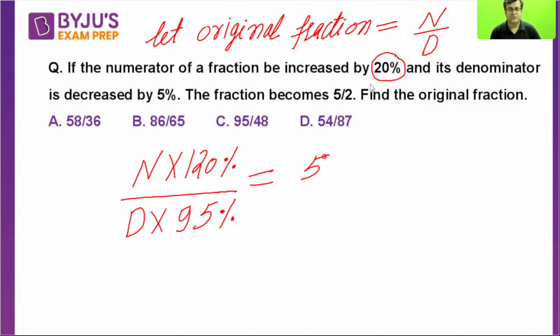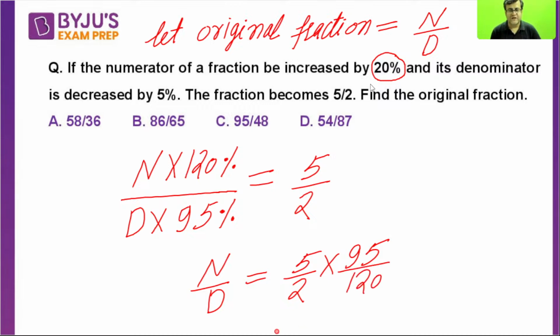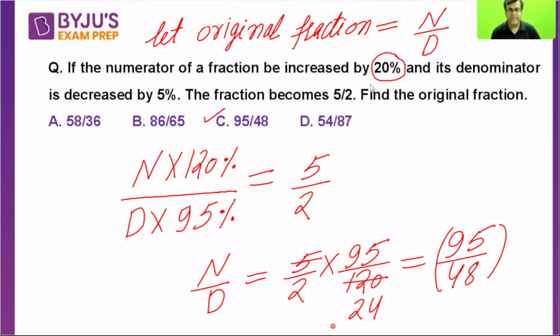Finally, the fraction is 5 by 2. So you are supposed to solve for n by d, which is 5 by 2. 95 will go up, 120 will come down. 5 2s are 10, 5 4s are 20. So 95 by 48. The percentage cancels out as it is common in both. N by d we got is 95 by 48. Okay, beta?